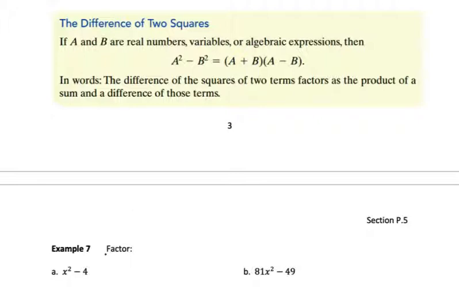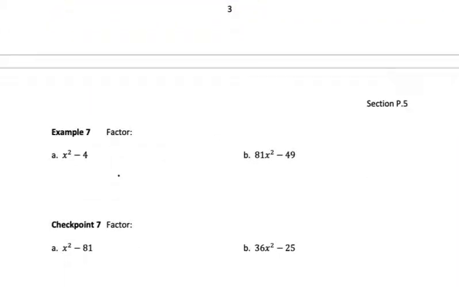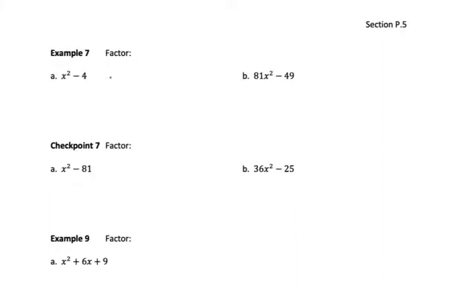So it's a little bit easier to actually do than to explain, I think. So looking at example 7, it says to factor for a is x squared minus 4. So I'm going to set up my parentheses, two sets of parentheses. My first terms here are going to be x. So x times x is x squared. And then square root of 4 is 2. So this is going to be minus 2 and plus 2. I could write plus 2 first. Doesn't matter as long as I have one positive and one negative.